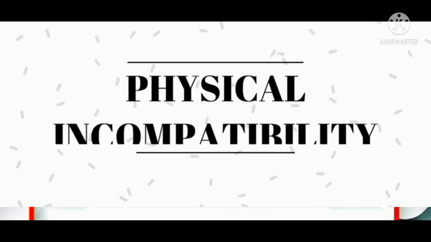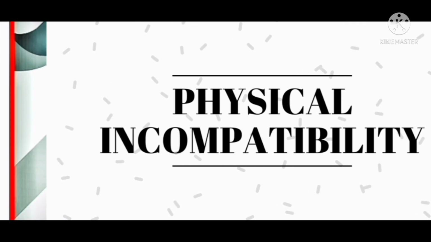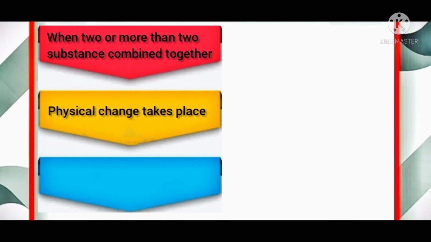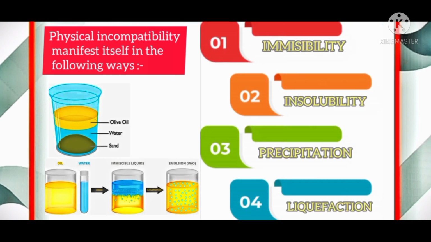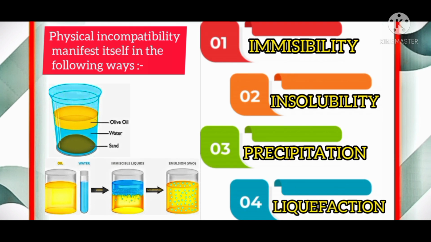Now let's see physical incompatibility. Physical changes take place when two or more substances are combined together and then an unacceptable product is formed. Interactions like changes in color, odor, taste, viscosity and morphology are then seen. Physical incompatibility manifests itself in following ways: immiscibility, insolubility, precipitation and liquefaction.